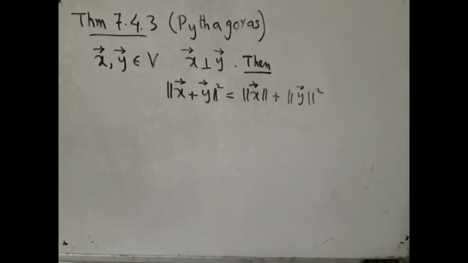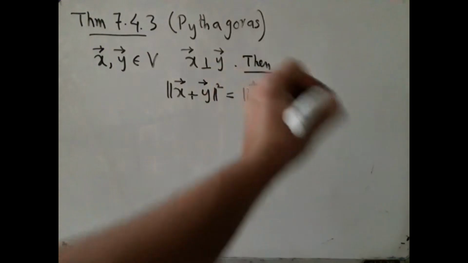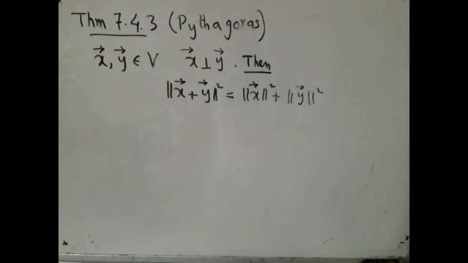Theorem 7.4.3, the theorem which is a generalization of Pythagoras theorem, something we have already discussed and proved in an earlier video. It says that if in an inner product space you take any two vectors x and y, then form their sum and find the norm squared of that, it will be equal to the sum of the two norm squares if x and y are mutually perpendicular.